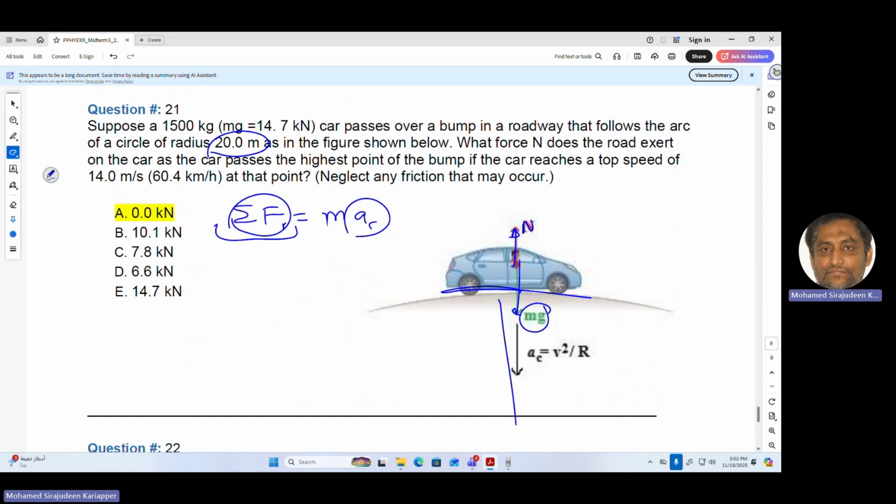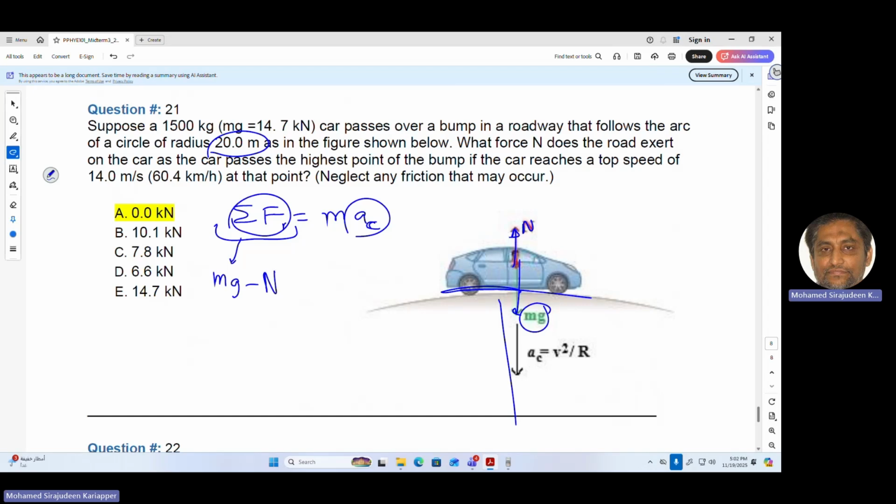So this one, I want to take the positive direction in the direction of the acceleration. What is the direction of the acceleration? It will be down, right, to the center of the circle. The center is somewhere here, down. So from the car, the direction of the acceleration will be down. So take the acceleration direction as your positive direction. That will make things easy, without confusing. So in that sense, mg is positive and n is negative.